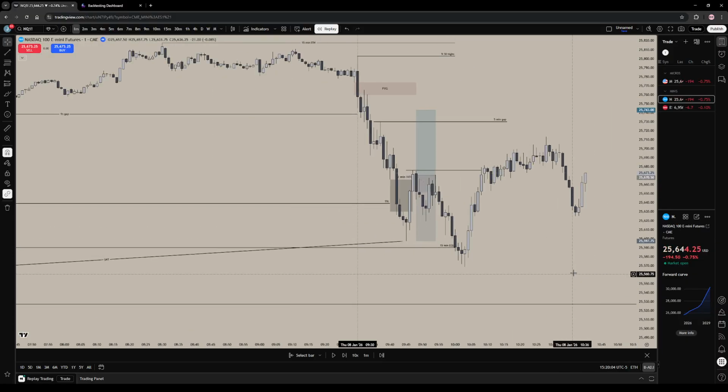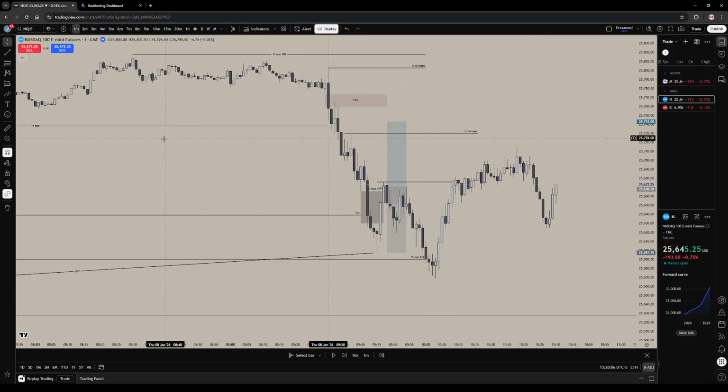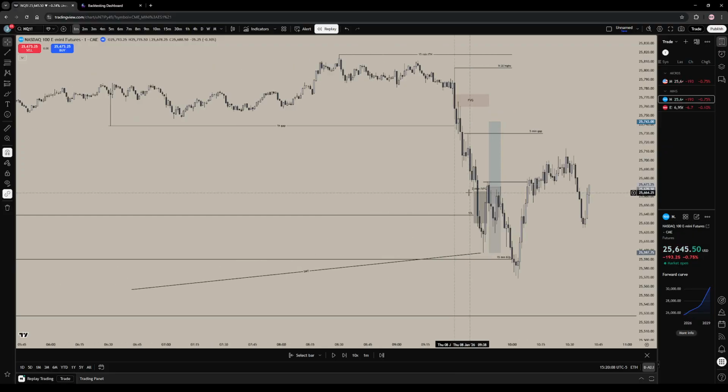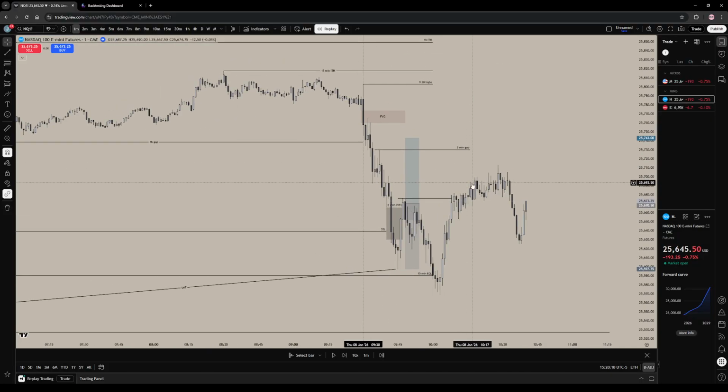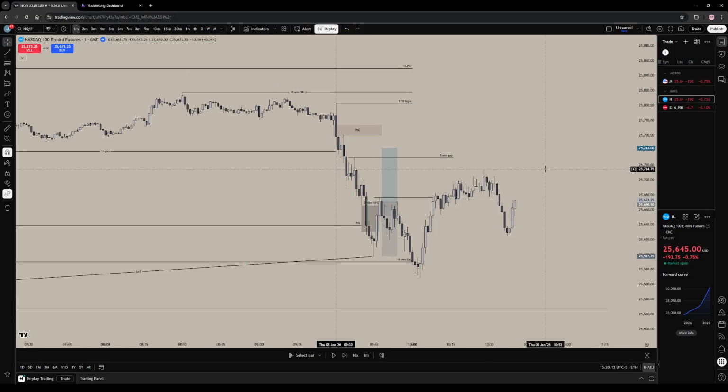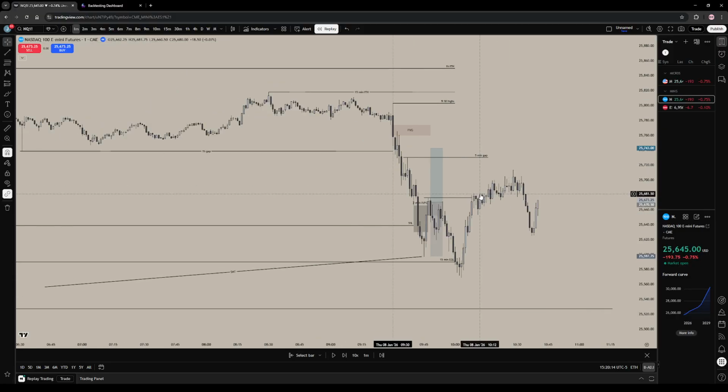So that's my trade for today. Honestly, not the best. I did lose. I did actually risk quite high on this. I used minis instead of micros, which was probably just a bit silly from my end. But like I say, trading is all about learning lessons. So yeah.